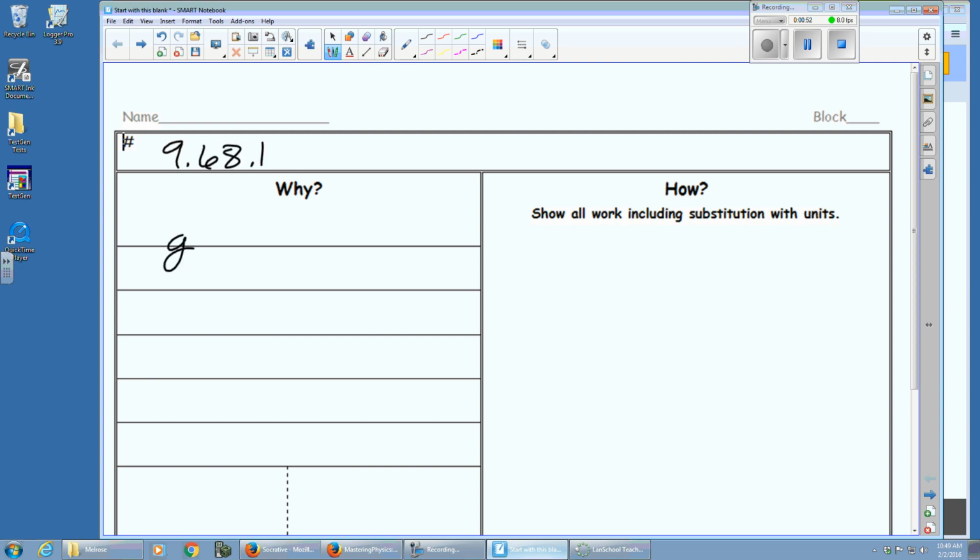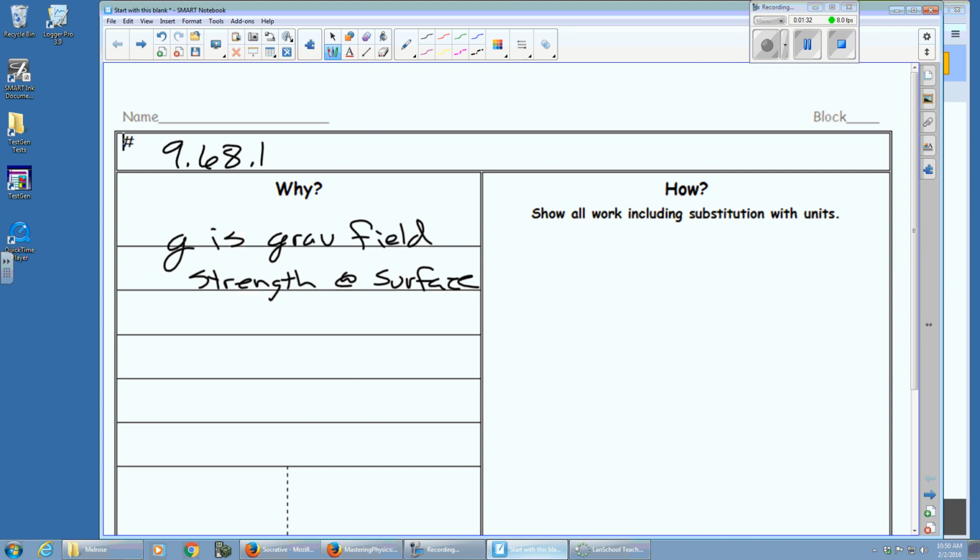So g is, I would probably show what that is, at the surface. One thing I would make sure I show my understanding of is that the gravitational field gets less the further I get away from the center of the Earth.